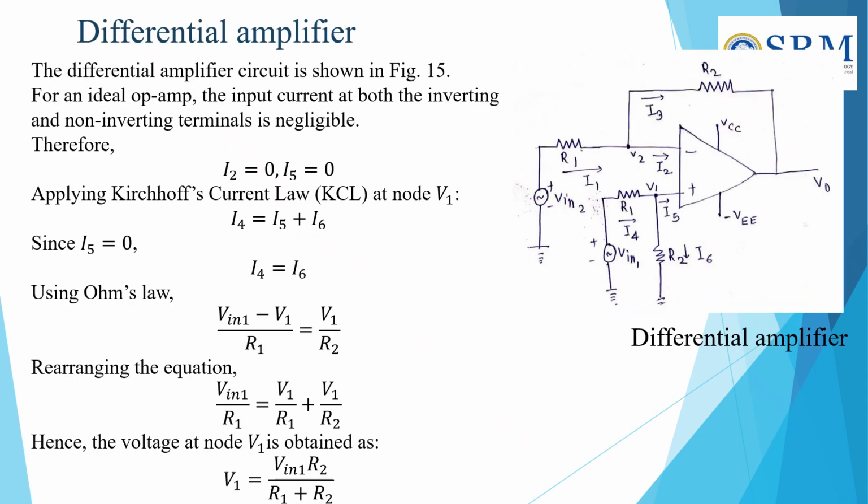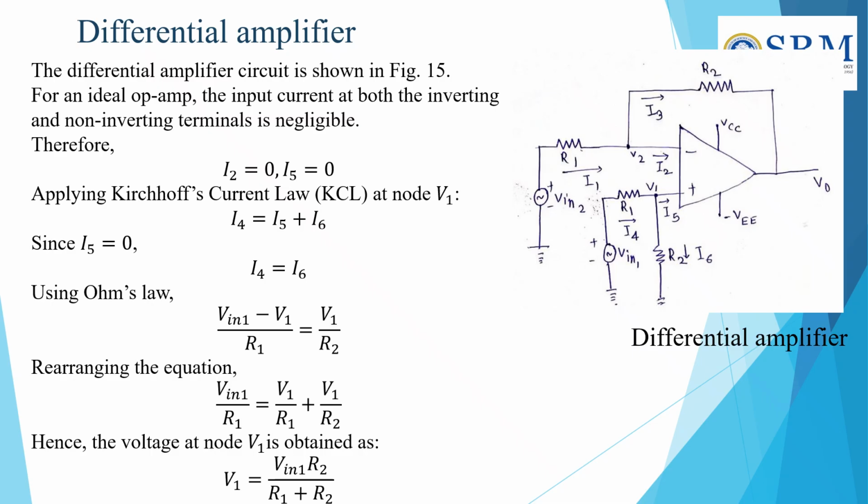Next is differential amplifier. The circuit is called differential amplifier because it amplifies the difference between two input voltages. In an ideal operational amplifier, the current entering both input terminals is assumed to be 0 due to infinite input impedance. So the currents I2 and I5 are negligible. By applying Kirchhoff's current law at node V1, we get I4 equal to I5 plus I6. Since I5 equal to 0, we get I4 equal to I6.